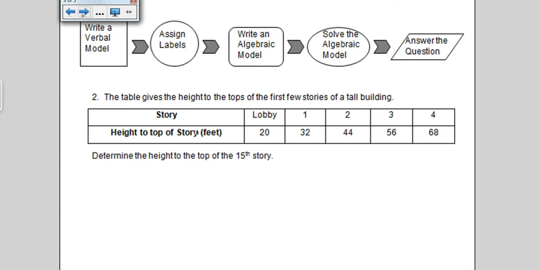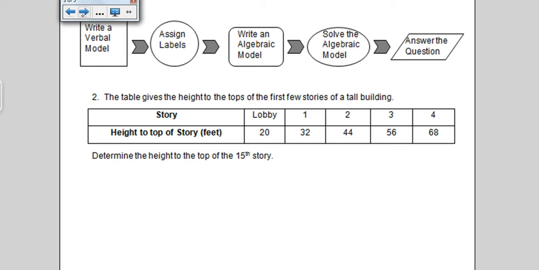Okay, the next problem says the table gives the height to the tops of the first few stories of a tall building. Now, the lobby from the ground up to the top is 20 feet. Now, if you go up to the first story, which is the story after the lobby, the height of that is all the way up 32 feet. Now, that's from the ground originally. The second story goes up to 44 feet, and then 56 feet, and then 68 feet. And they want us to figure out the 15th story.